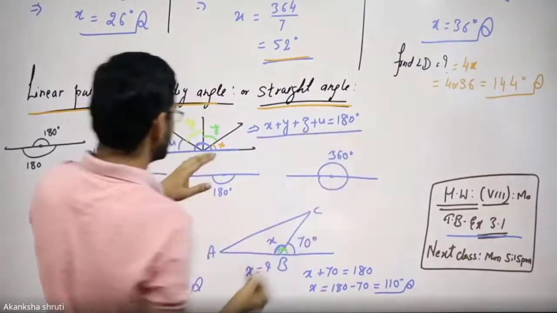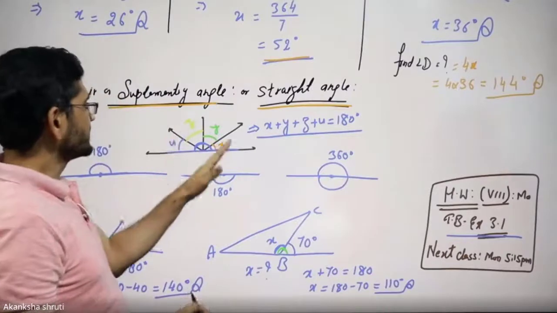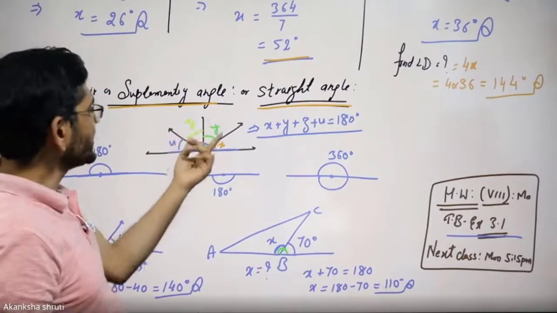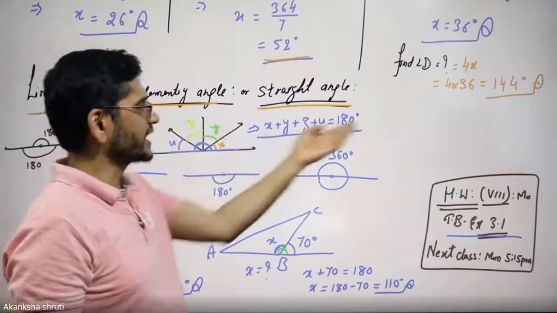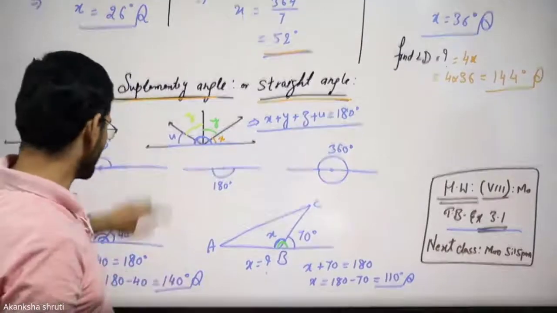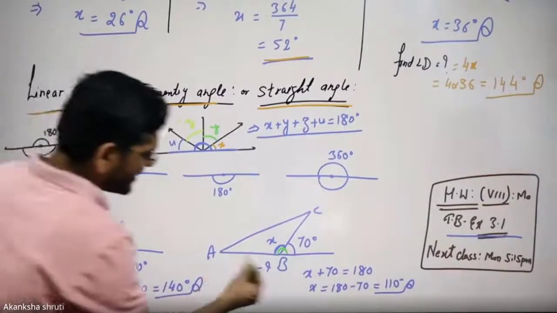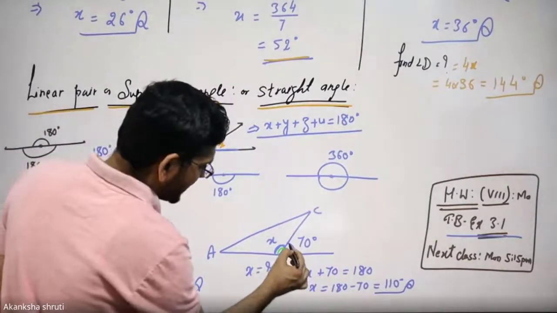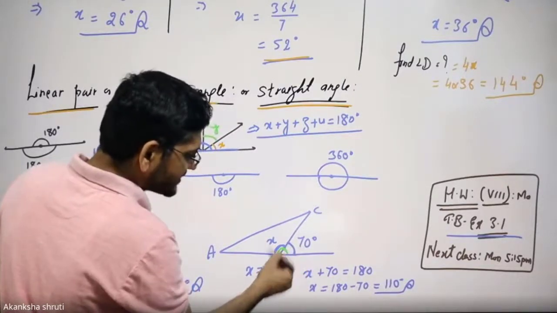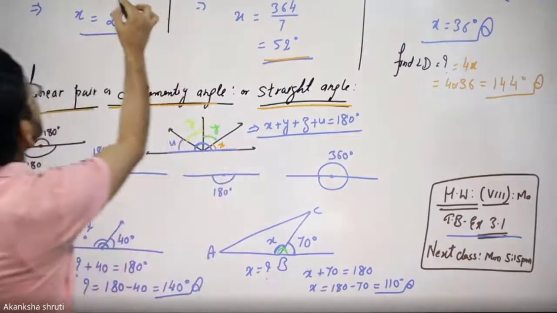Say if some of them are given, say here total 4 angles. If 3 angles are known, the fourth can be calculated. So this is called the straight angle concept. It is very easy. The same is used here for finding the external angle, or even if the external angle is given for a triangle, the internal angle can be calculated very easily.